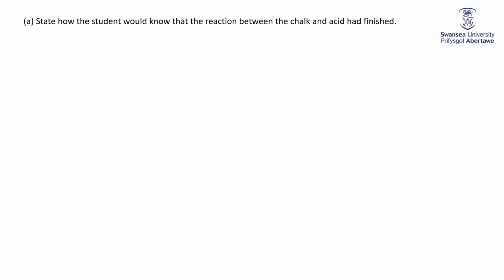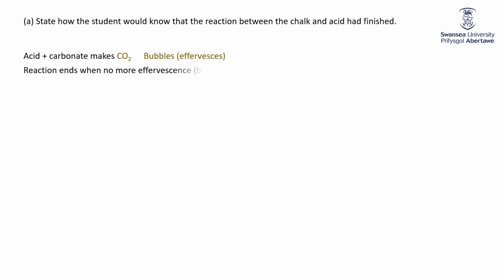So how would the student know the reaction between the chalk and the acid had finished? So this is before we even do any titration, you just throw the chalk into the acid. Now, of course, what happens is acid plus carbonate makes CO2, which means that the solution will bubble or effervesce, that's a good word, as the reaction is happening. So the reaction ends when there's no more effervescence, i.e. bubbling.